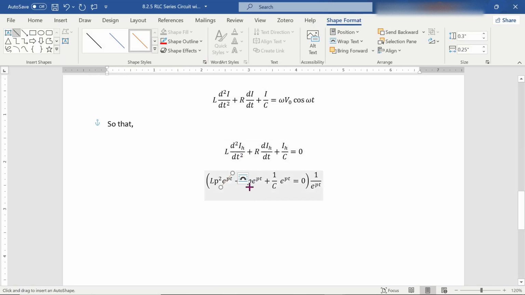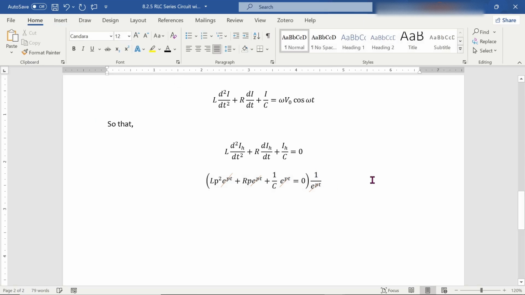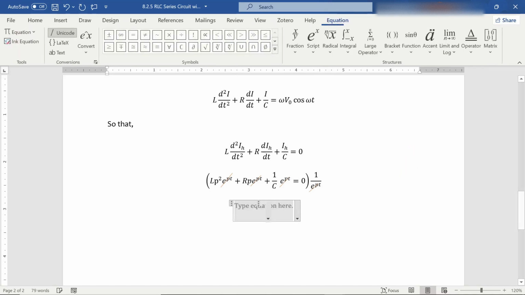We also cancel this, so that what's left is actually a quadratic equation, which means that by using the quadratic formula, we can find the roots and find the general solution out of the roots. So we are left with the quadratic equation Lp squared plus Rp plus 1 over C is equal to 0.